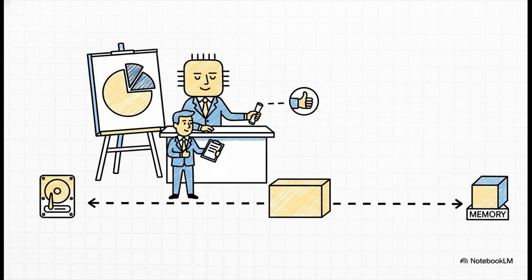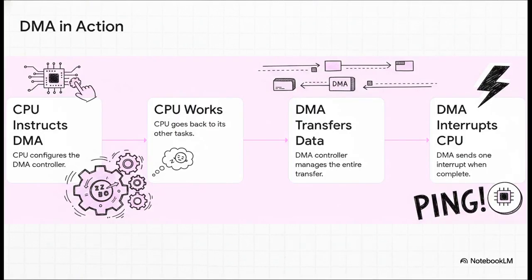Now, the CPU acts like a smart CEO. It doesn't just tell a manager to get some data. No, it goes to a specialist, the DMA controller, and says, listen, I need you to move this entire block of data from point A, the hard drive, to point B, this spot in memory. Don't bother me with the details. Just let me know when the whole thing is finished. This is a total game changer, and here's why.